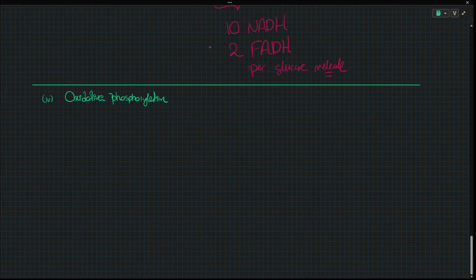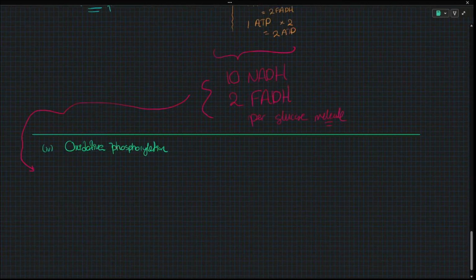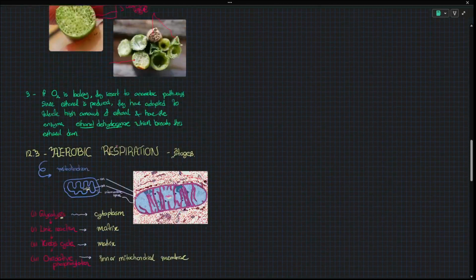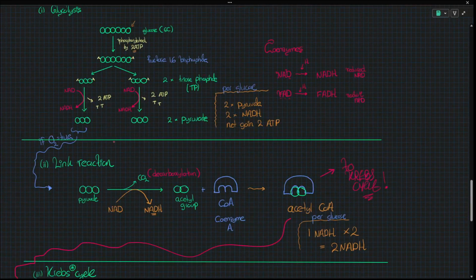Here, these are the things that we need. The coenzymes. Huh, why? Let's see. So just to put it into your mind, we are taking 10 NADH molecules and 2 FADH molecules, which were produced from all these metabolic reactions.